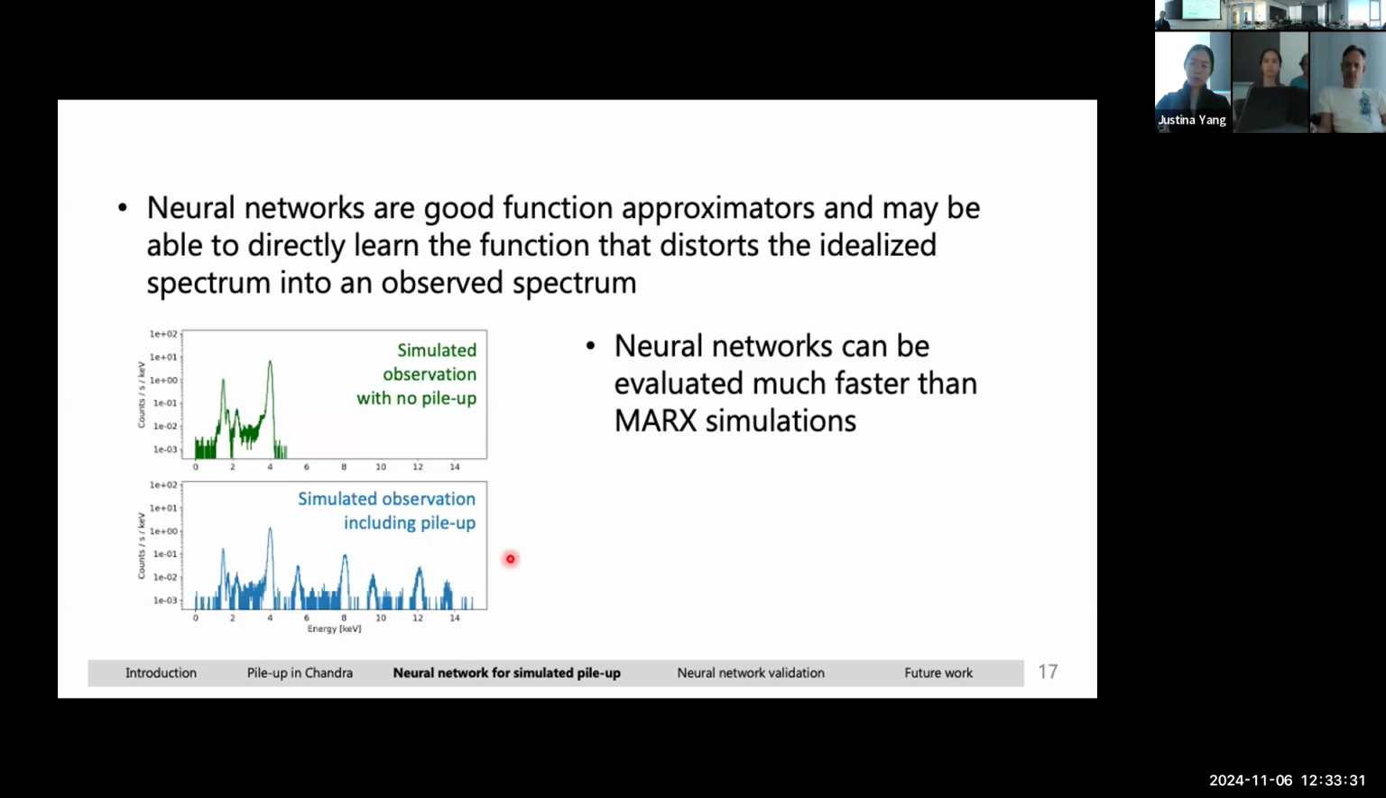So MARCS can produce pileup observations. It can therefore produce mock pileup spectra, but that will take much longer than evaluating a neural network once a neural network has been trained. And for comparison, not including the training time, the trained neural network runs in about 1/100th of the time that a MARCS simulation to produce a similar spectrum would run.